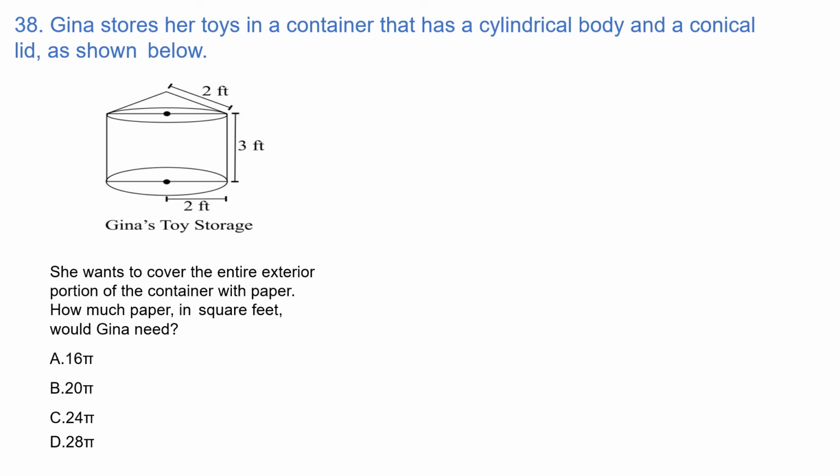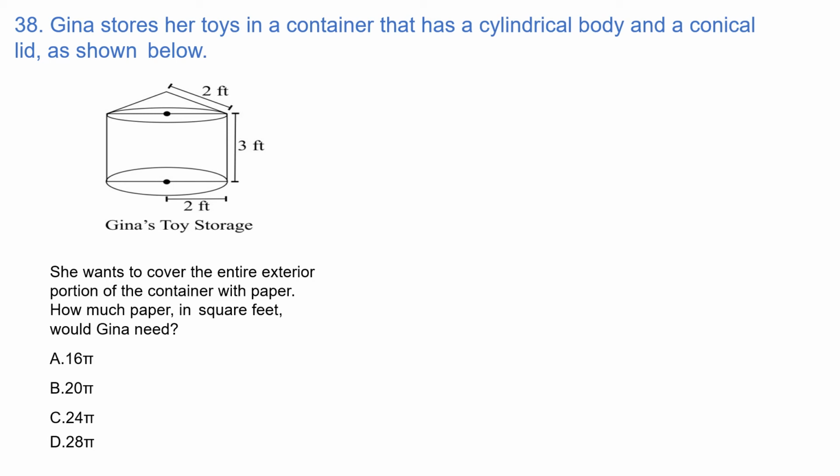So exterior would be on the outside, of course, and so that would be the surface area. So remember, volume is on the inside. Surface area would be all the material on the outside. So if you think about a canned good, it would be the label of a canned good, but we have this cone here as well.